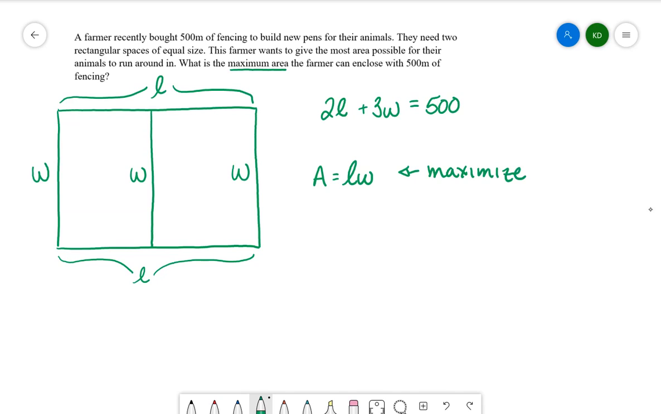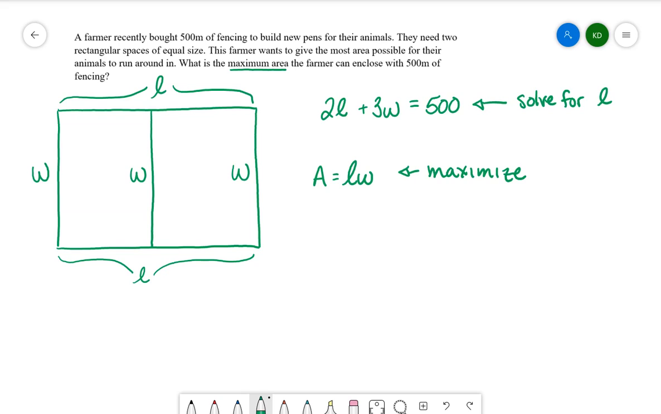In order to do so, I can't really do it unless I have only one variable on the right side. This is where my first equation is going to help me. Let's solve for L in this equation. If I can get L by itself, what I can do is substitute that into my next step. So let's get L by itself.